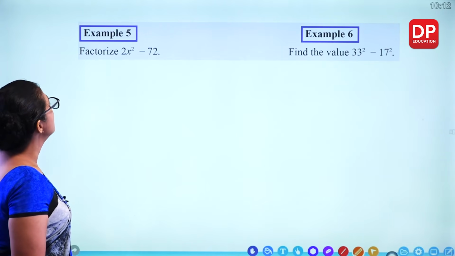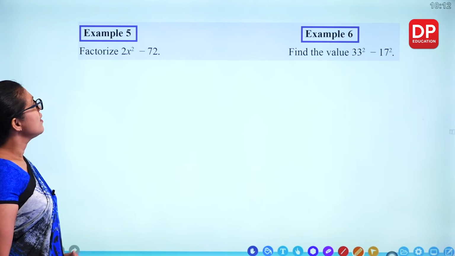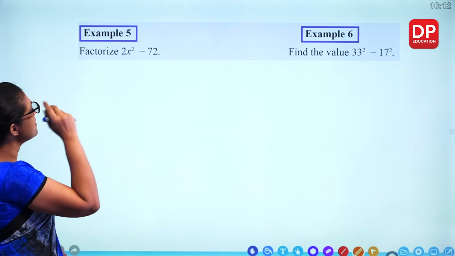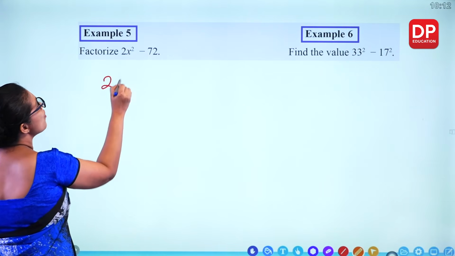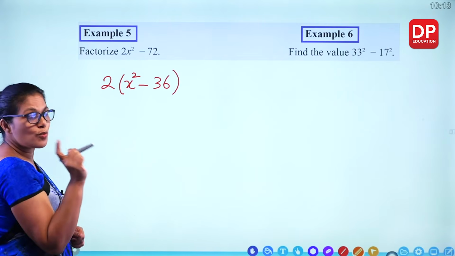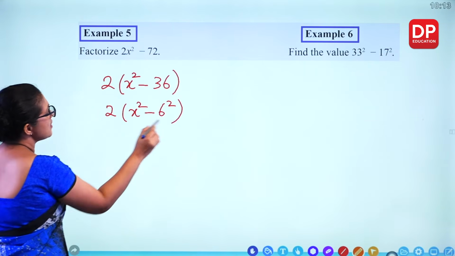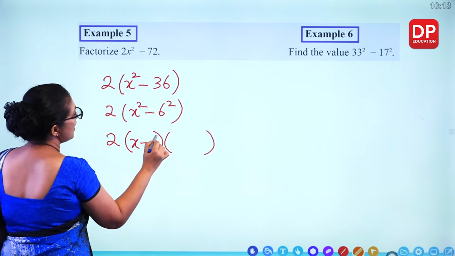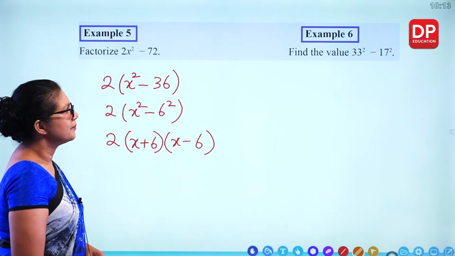Example number 5. So factorize 2x squared minus 72. Now, can you write as a square number? 2 is not a square number. So that means first you need to find out the common factor for both. You can take 2 out and write this is 36. Now 36 is a square number. So you can write as difference between two square terms. So I can write two factors. One is x plus 6 and the other one is x minus 6.